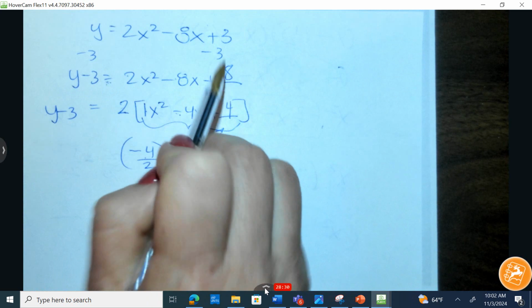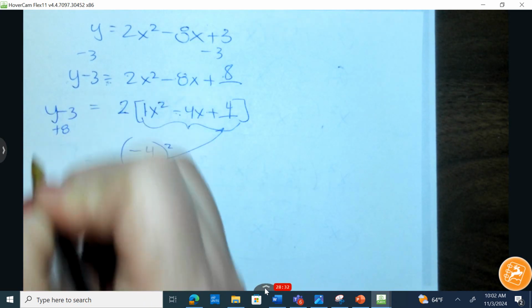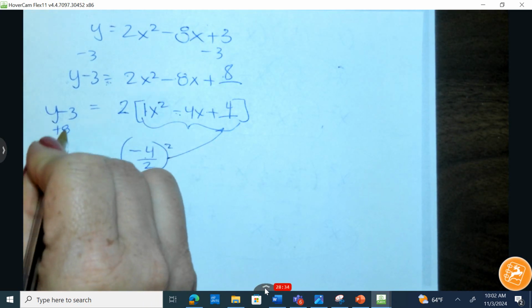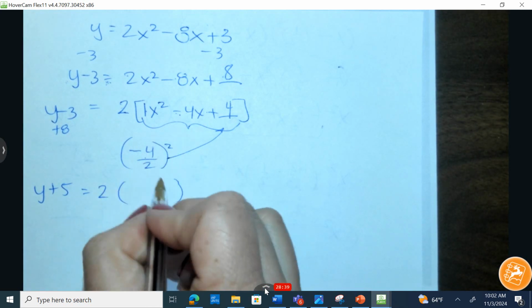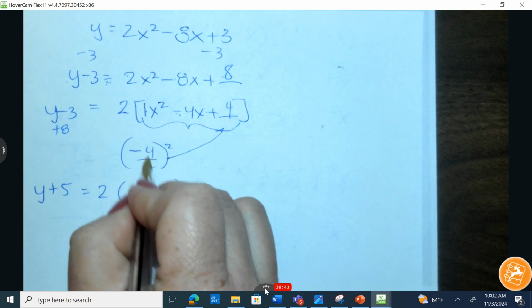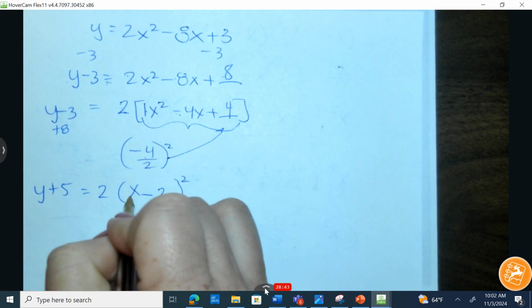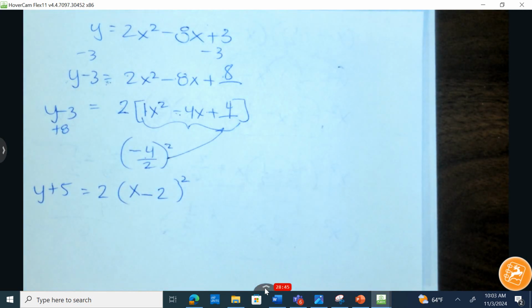If I added 8 to the right, I must add 8 to the left. So y plus 5 when I combine like terms. And now here's the shortcut. We're going to take this and rewrite it. So I bring down the subtraction sign. 4 divided by 2 is 2. And in front, I just put an x. Not an x squared, just an x.